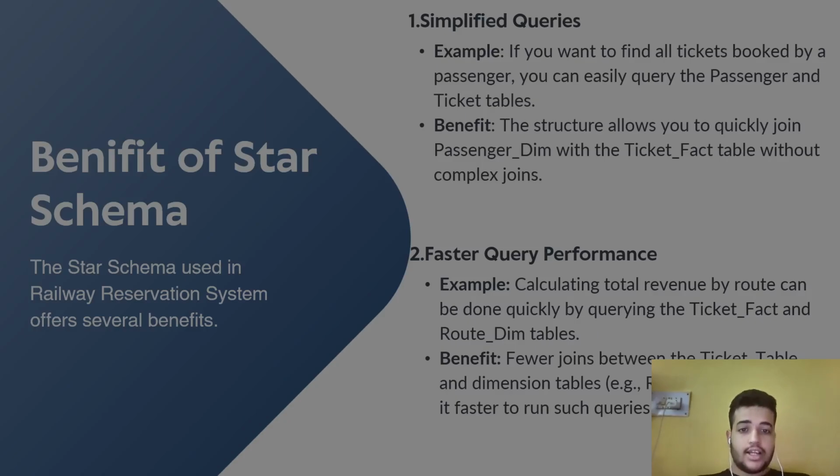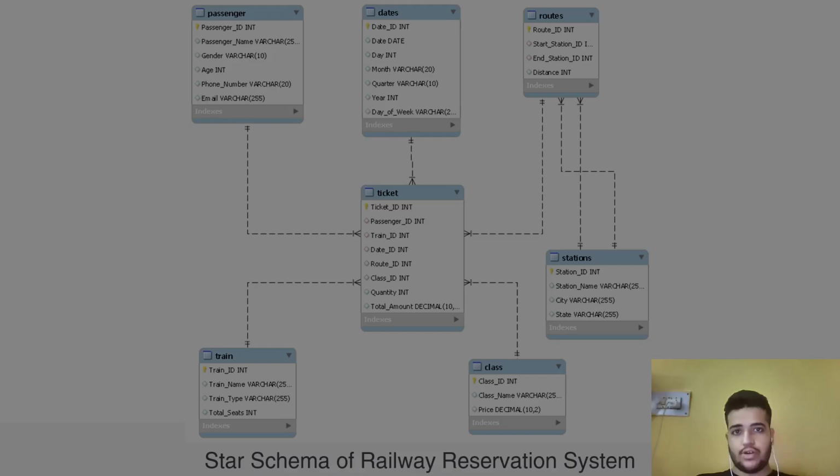Another benefit is faster query performance. Calculating total revenue by route can be done quickly by querying the ticket fact and route dimension tables. Another benefit is fewer joins. We don't need to perform complex joins to find the relevant information.